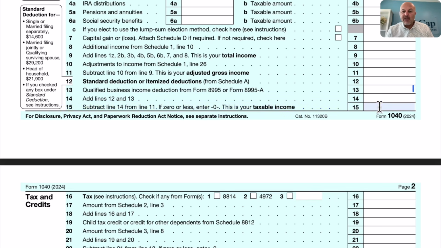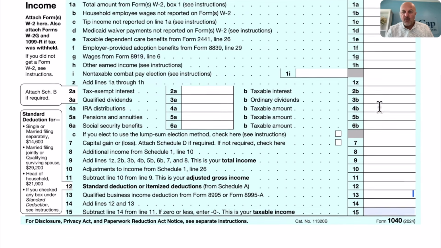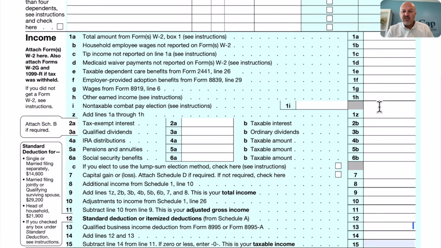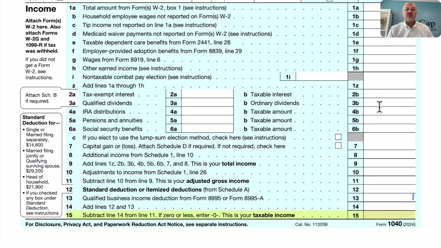So if you notice, we're already at the bottom of the page for the 1040, because the first page of the 1040 is essentially the calculation of all of your income that we just went over. We subtract out the standard or itemized deduction. We subtract out the qualified business income deduction. And then once we've done that, we're left with the taxable income, how your tax is determined based on what type of income.